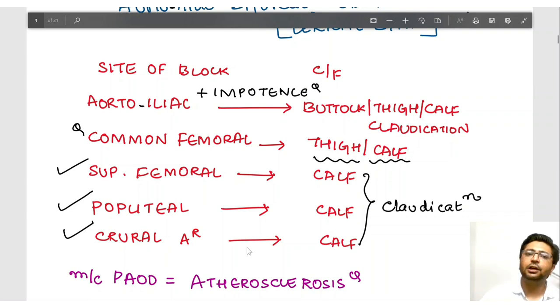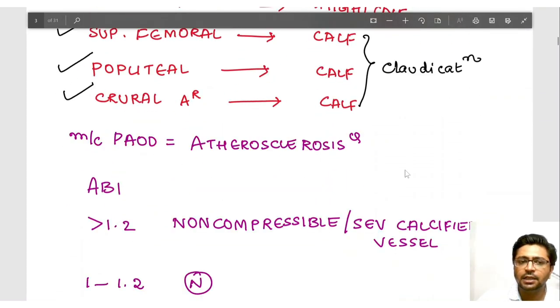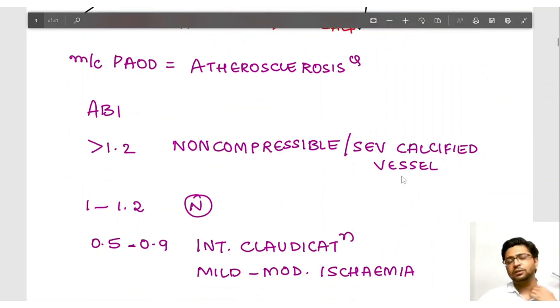Remember this. So, in iliac obstruction, there would be claudication at the buttocks, thigh and calf along with impotence. Let's try to solve a few more MCQs. Which is the most common peripheral arterial occlusive disorder?